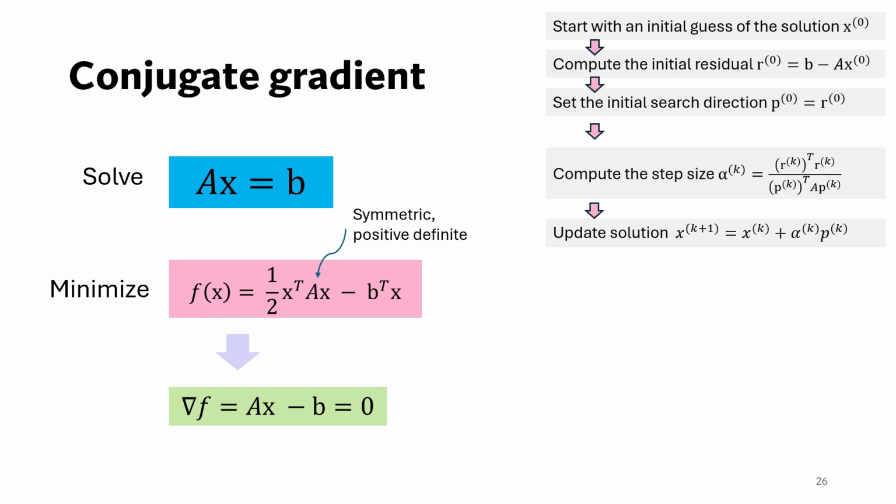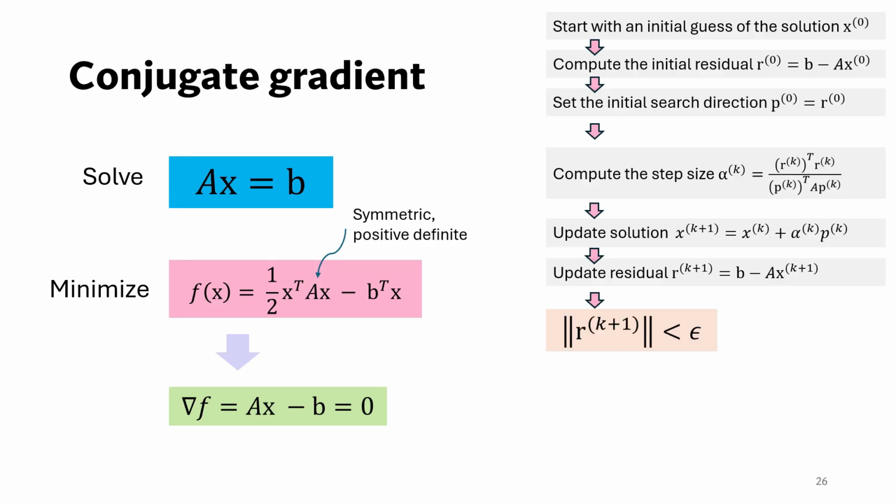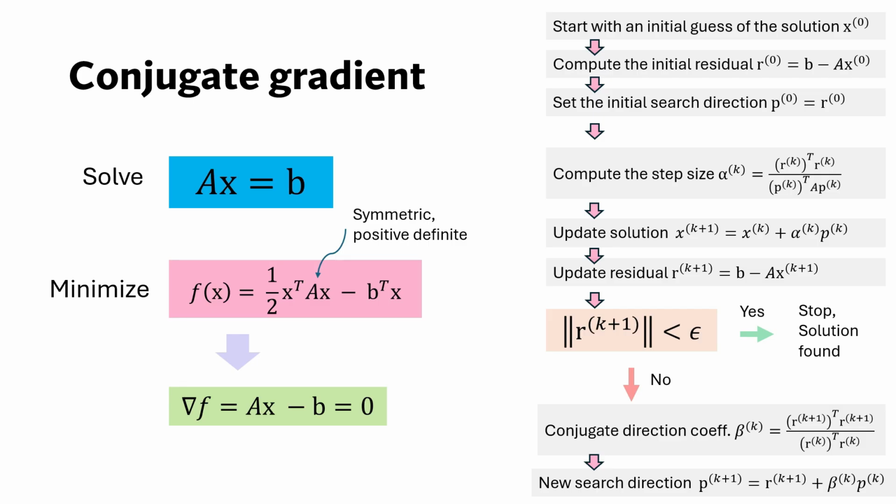The next step is to compute the residual and check if the residual is smaller than a user-specified threshold. If yes, we stop the iterations and output the solution vector. Otherwise, we continue and find a new direction that is conjugate to the previous direction. Then, we repeat these steps from computing the step size until a stopping criterion is met. In theory, for a system with n by n matrix, the conjugate gradient method should converge in at most n iterations.